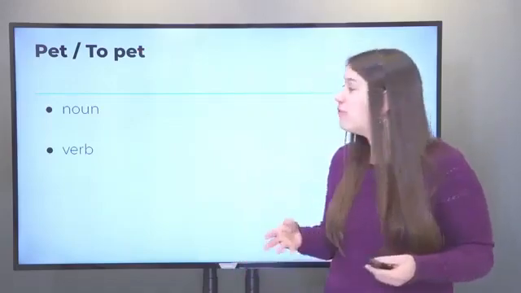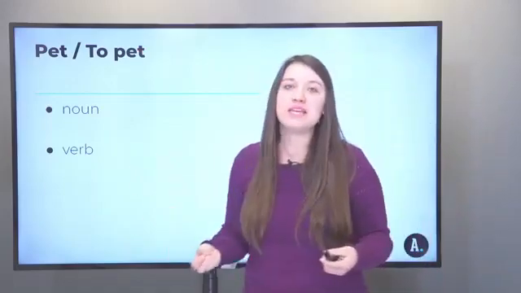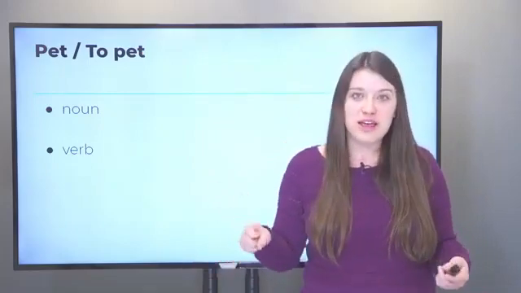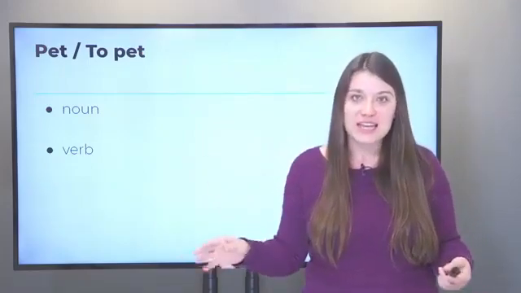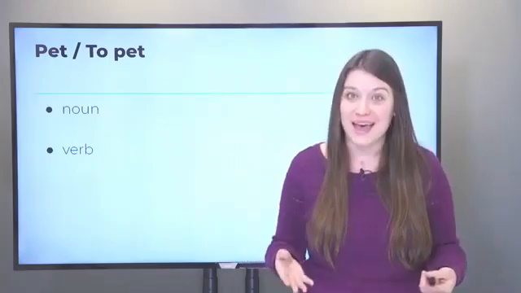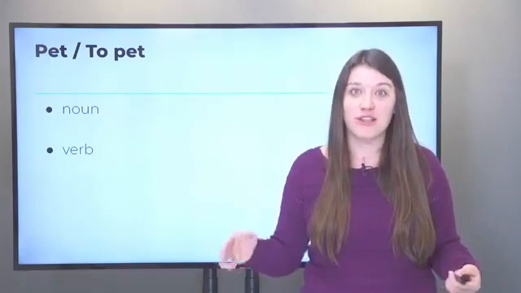Okay? And the verb to pet means to touch an animal. So if you scratch them, if you touch them on the head, you are petting them. Okay? So like this motion here, this is to pet. So I pet my dog on the head, for example.